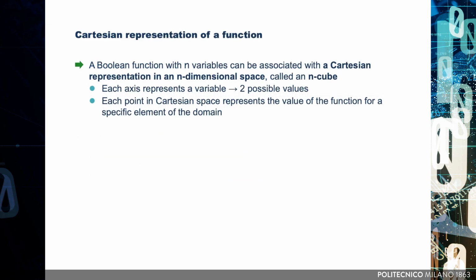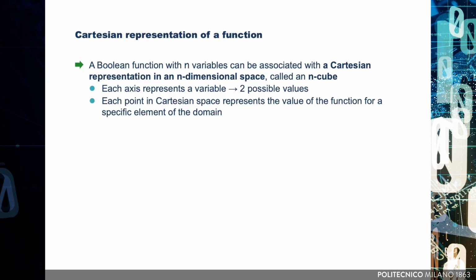Previously, we studied how to represent a function using a truth table or using the onset, the offset, and optionally the don't care set, which we will not consider for now. A Boolean function with n variables can also be described using a Cartesian representation in an n-dimensional space, where each axis represents a variable. Since each variable is binary, it can take only two values, 0 or 1. The result is an n-dimensional cube, or n-cube.